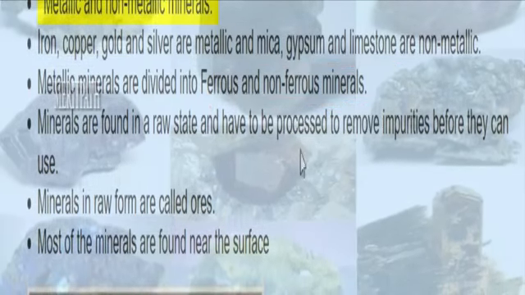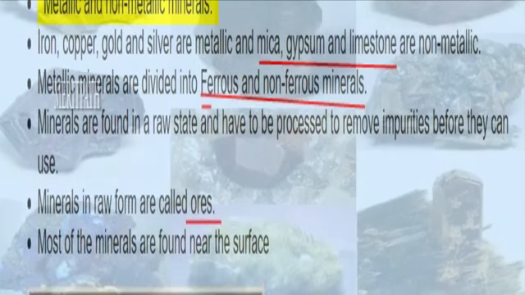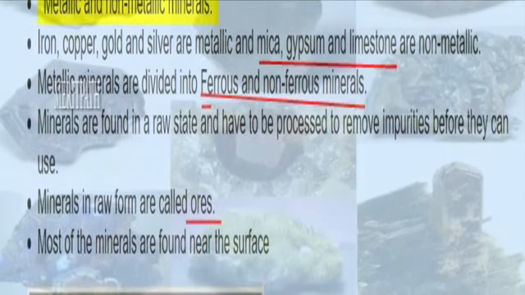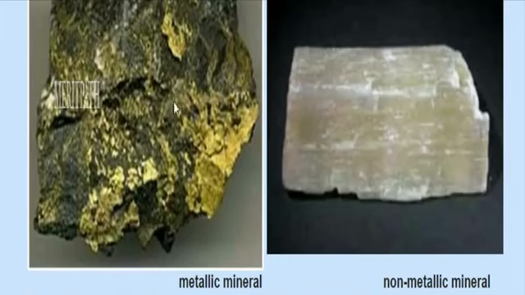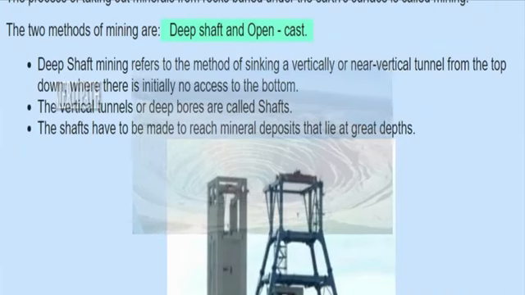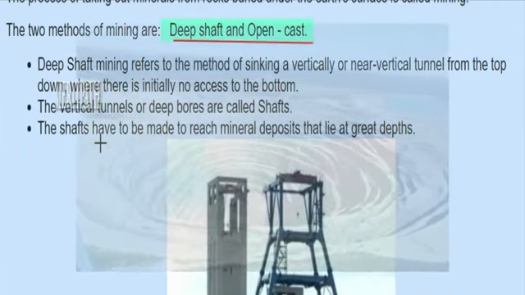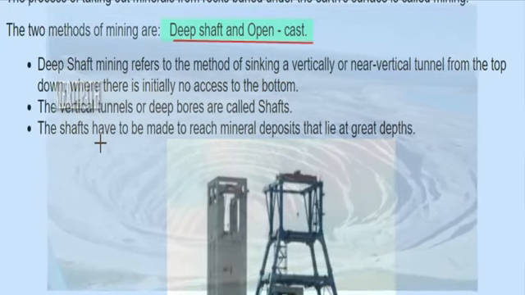Now what are ores? Minerals in raw form are known as ores. Most of the minerals are found near the earth's surface. Here are the pictures of metallic and non-metallic minerals. The process of taking out minerals from rocks buried under the earth is called mining. We have different methods to take out the metals buried under the earth's surface. And the two types of mining are deep shaft and open cast.